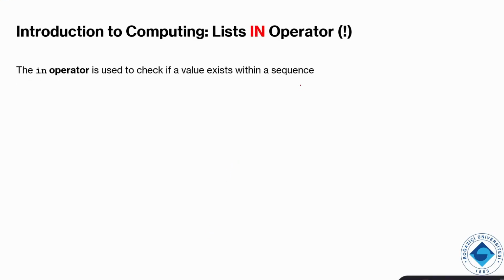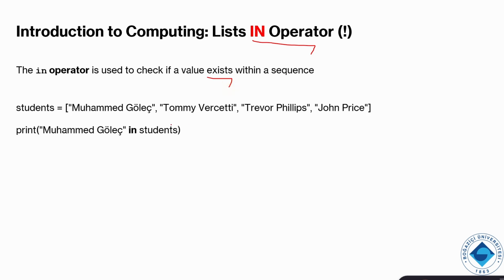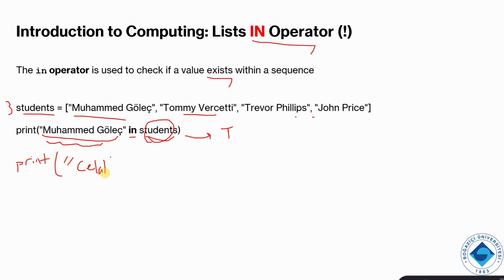Also, there is an in operator in lists, and the in operator is used to check if a value exists within a sequence. For example, here we define our list again, students, and so on. If I try to print Mohammed Görech in student list, it will check if this string is inside of our list. If it is inside of our list, it will return true. For example, if I write Jalal in student list, it will return false.